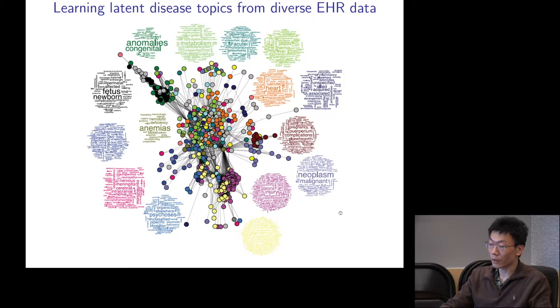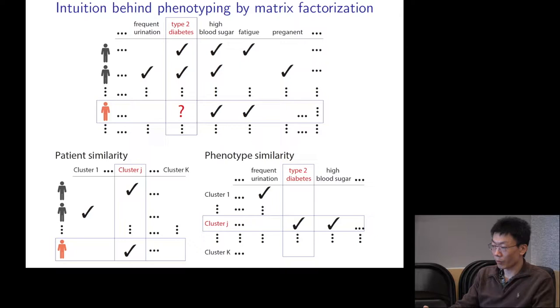But how do we approach this problem? It looks like a very daunting task. We actually take a very simple approach. The methodology's name is a little bit fancy. It's called matrix factorization. So what does that mean? Essentially, it's a clustering approach.